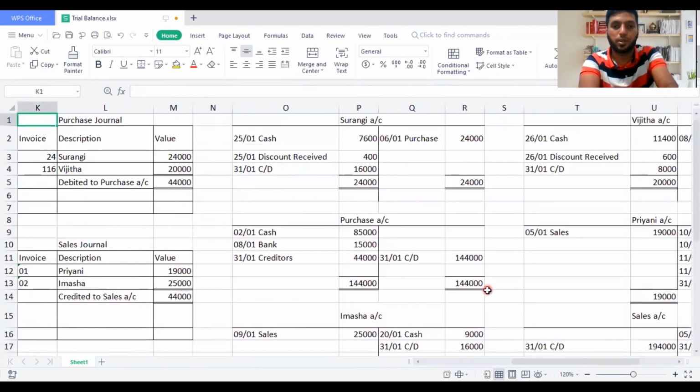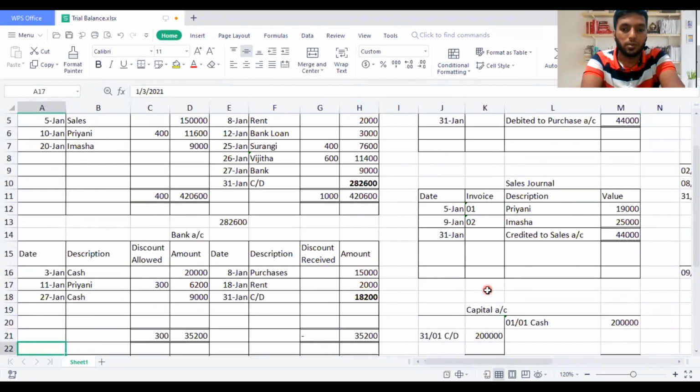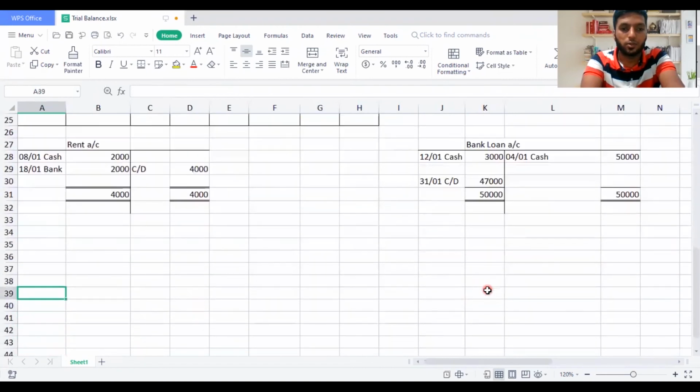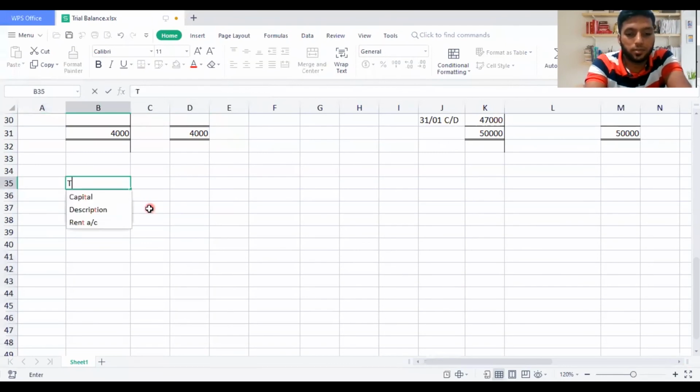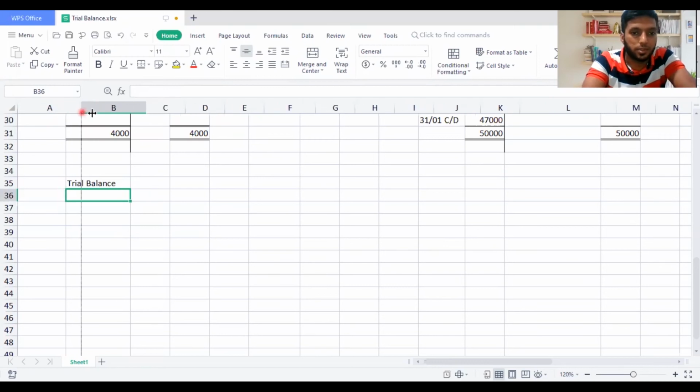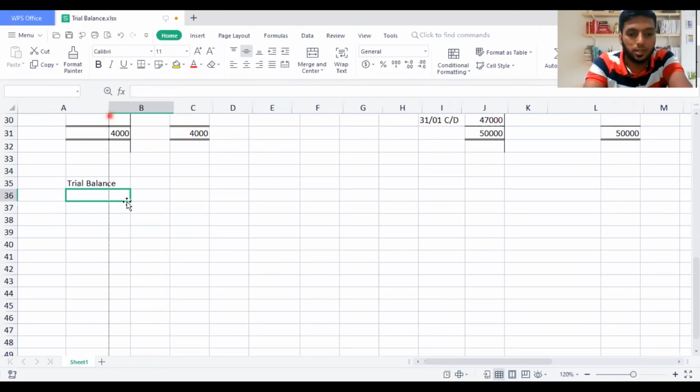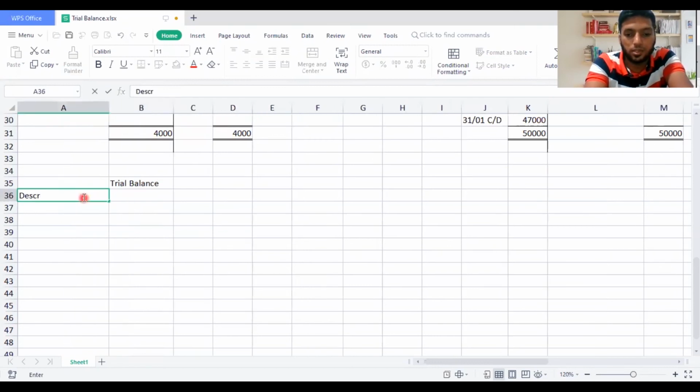Now I'm going to prepare the trial balance. Shall I prepare the trial balance, guys? Yes. So I'm going to draw a trial balance here. I'll put a trial balance for my concern. Then I'm going to make the description column a bit bigger, so it's easy for me. Description. Then you have a ledger page, L.P. It's not that important.